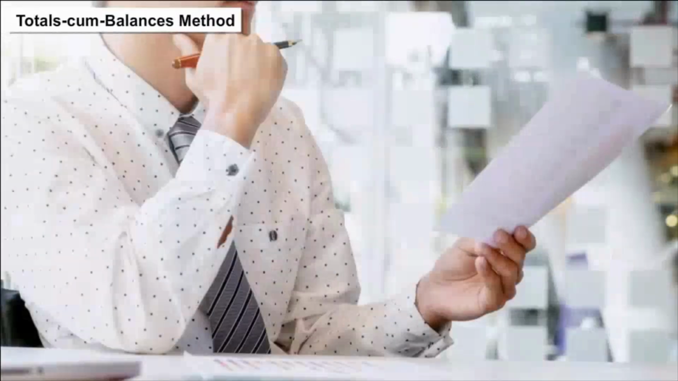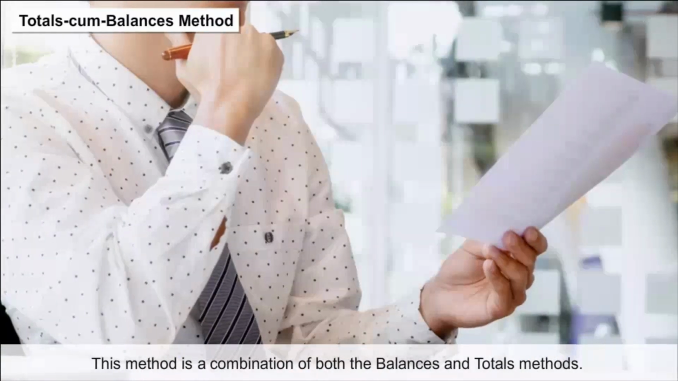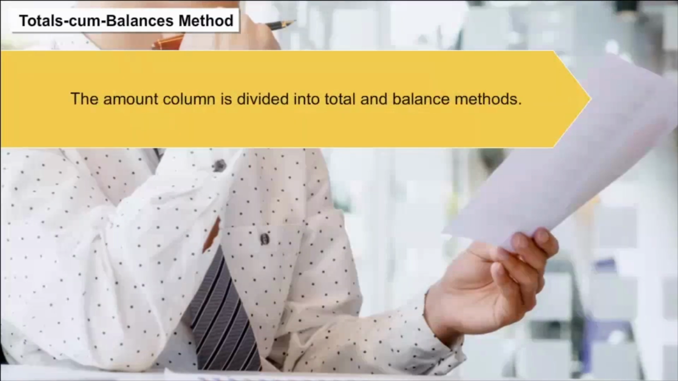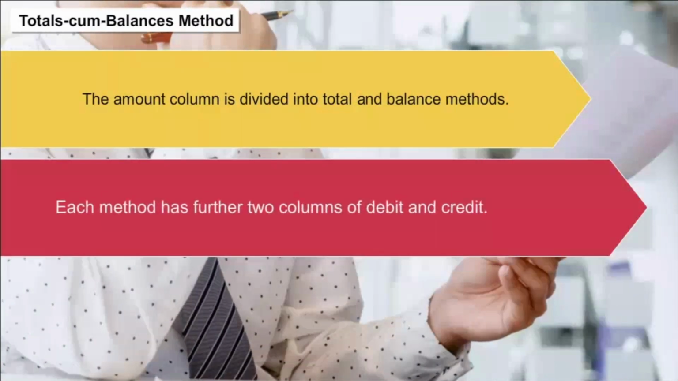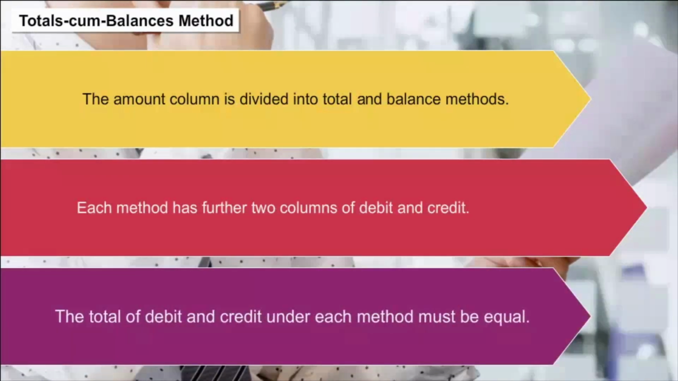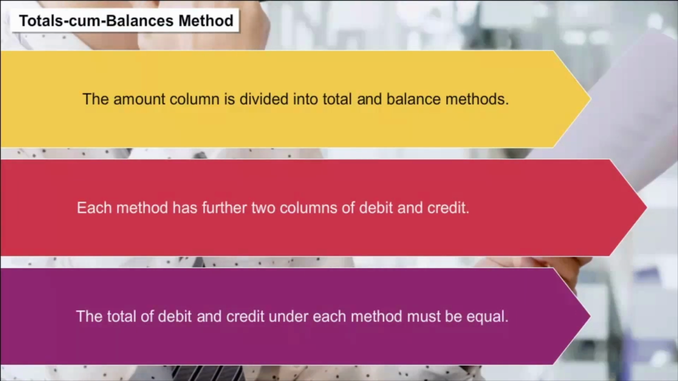3. Totals cum balances method. This method is a combination of both the balances and totals methods. The amount column is divided into totals and balances methods. Each method has further two columns of debit and credit. The total of the debit and credit under each method must be equal.